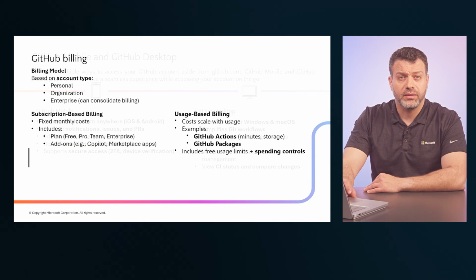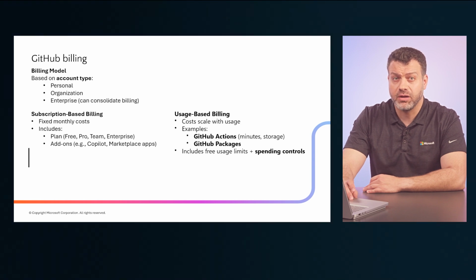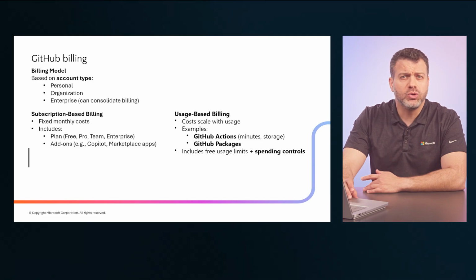Now let's talk about billing. GitHub billing follows a hybrid model combined with subscription and usage-based pricing. Subscription-based billing covers the plan and any add-ons, giving you a predictable monthly cost. Usage-based billing applies to services like GitHub Actions and packages, where costs increase based on how much you use them. Most plans include free usage limits, but anything beyond that may incur an additional charge.